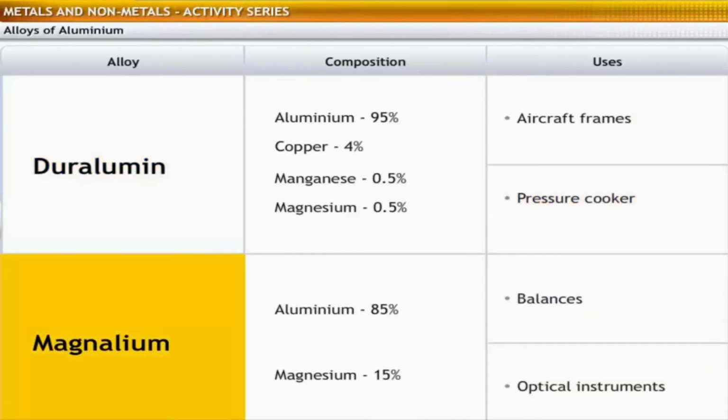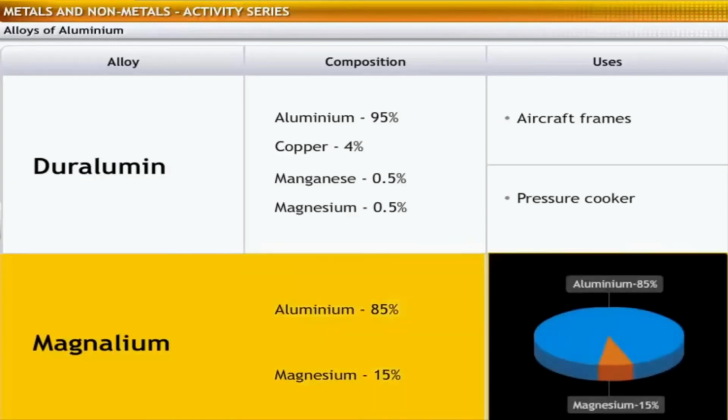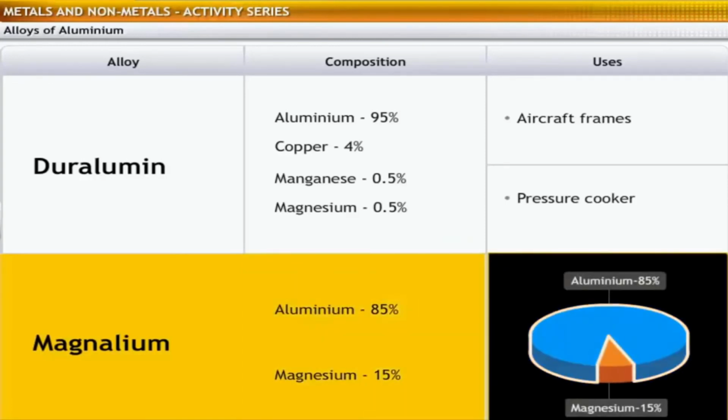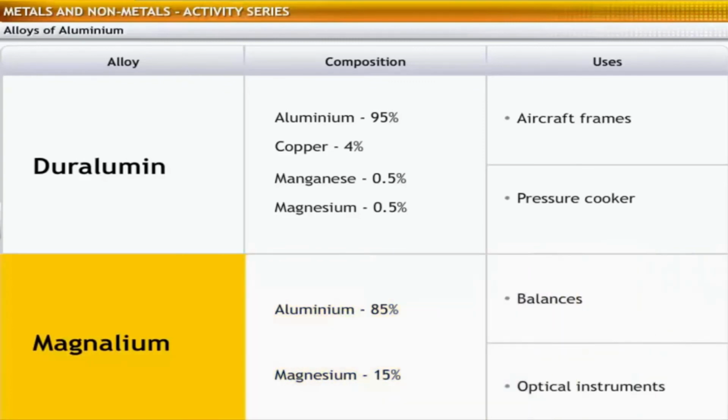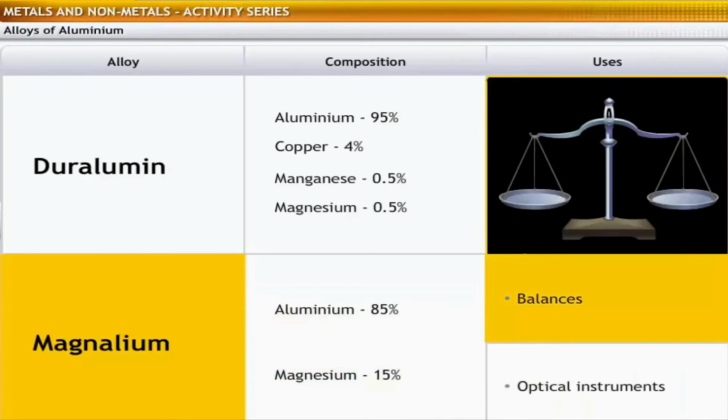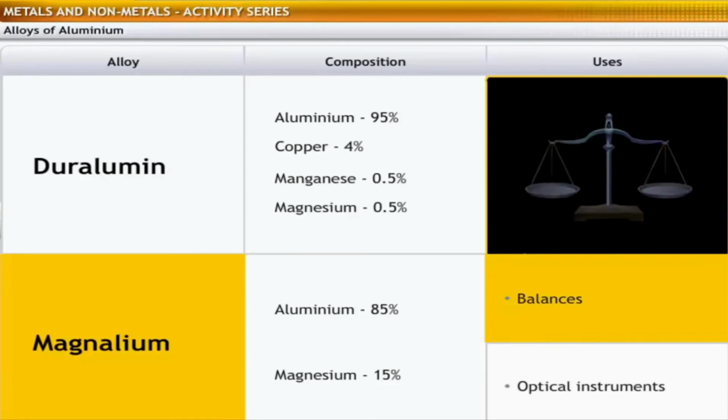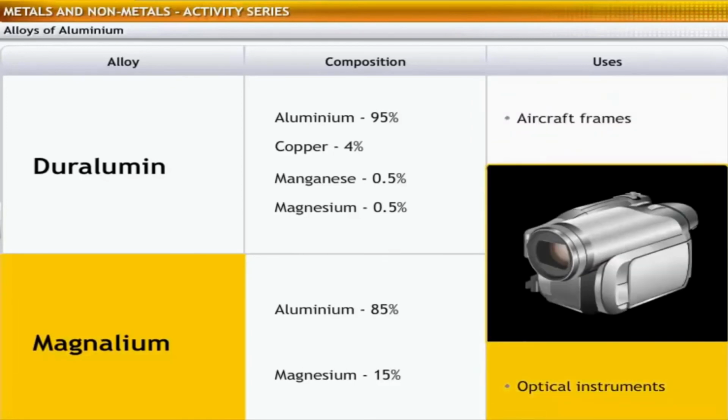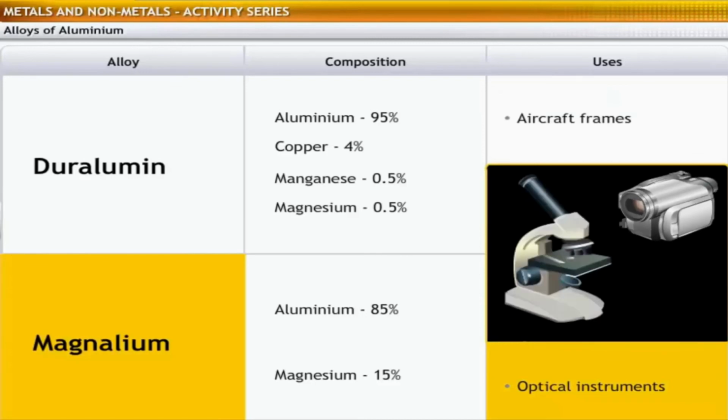Magnalium is an alloy of aluminium and magnesium. Although weak and soft in elemental state, magnesium combines with aluminium to produce some alloys that are useful in engineering materials. Magnalium is composed of 85% of aluminium and 15% of magnesium. Magnalium is used in the making of balances because of its high structural strength and resistance to corrosion. It is also used in the making of optical instruments like cameras and microscopes due to its light weight and resistance to corrosion.